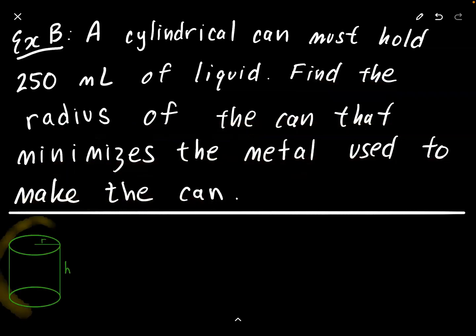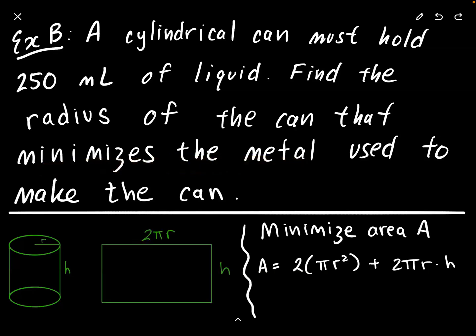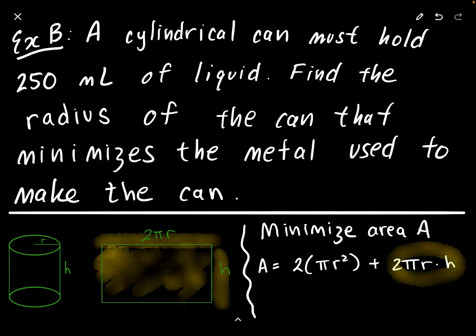So here's a sketch of the can. It has radius r and height h. We want to minimize the metal used to make the can, so we will minimize the surface area of the can. The surface area of the can will include the top and the bottom, so 2 times pi r squared. And then you have the side of the can, which has height h and length 2 pi r. So the area of the sides will be 2 pi r times h.